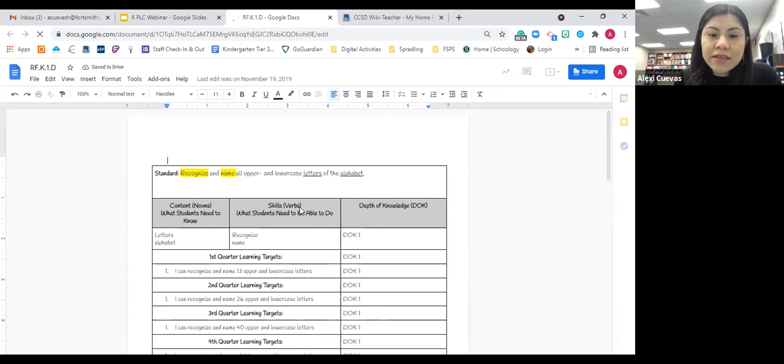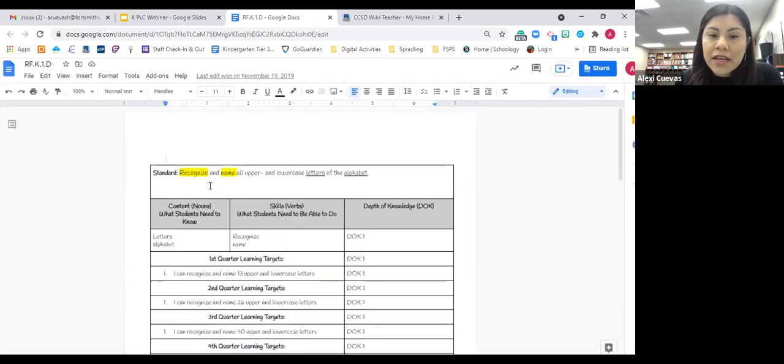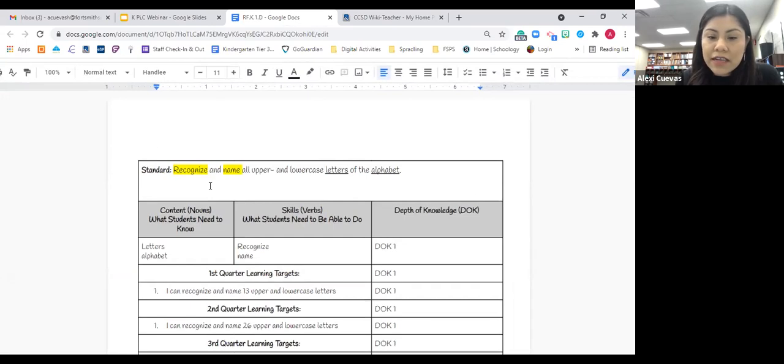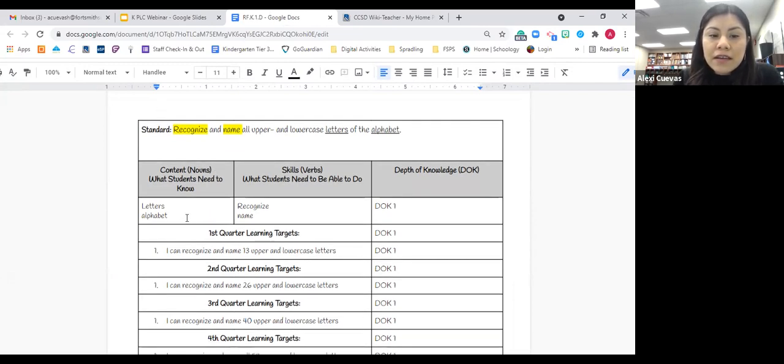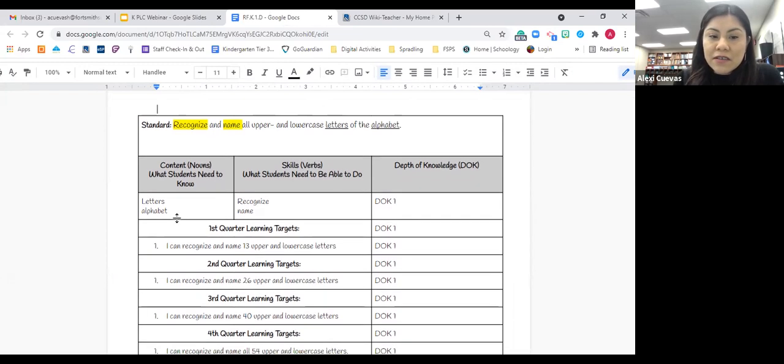So that was an example of an unpacked math standard, and now we're going to look at an unpacked reading standard. So this standard is recognize and name all upper and lowercase letters of the alphabet. Again, you start off by highlighting the nouns or underlining the nouns and then identifying the verbs. And then this template was also provided to us. And then I'll show you a resource that's available for you to use. Or you can create it as long as you have all of these pieces on there.